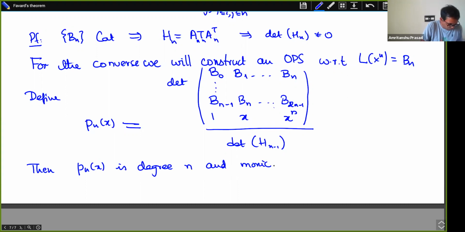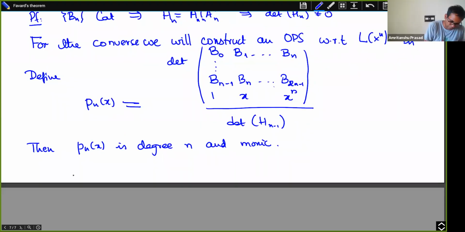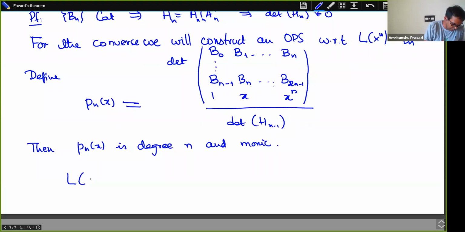And now all we need to do is check that it is an orthogonal polynomial sequence. So L of, we'll use the second criterion which I had proved. Let's compute this. So what will happen if you do this? Then basically x to the k will become bk.